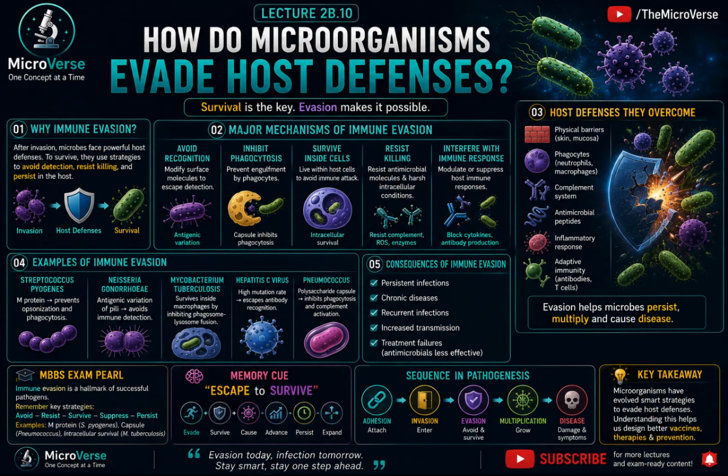Welcome back to MicroVerse. In the previous lecture, we saw how microorganisms move from adhesion to invasion. But once a microorganism has entered the host, it encounters another major obstacle, which is the host immune system. The host can recognize invading microorganisms, recruit phagocytic cells, activate complement, and mount both innate and adaptive immune responses.